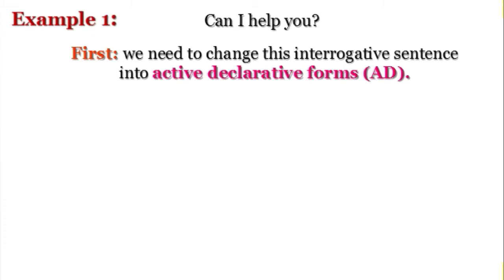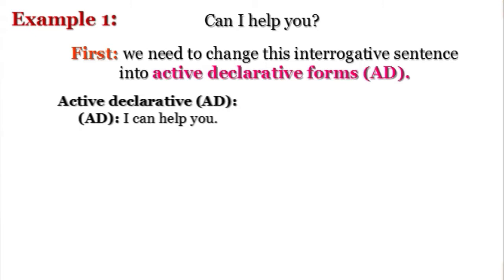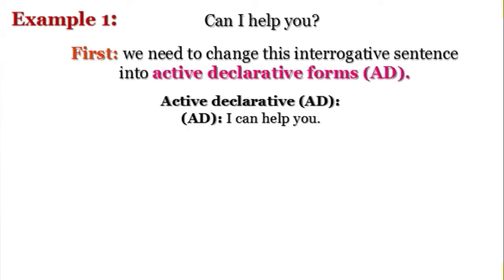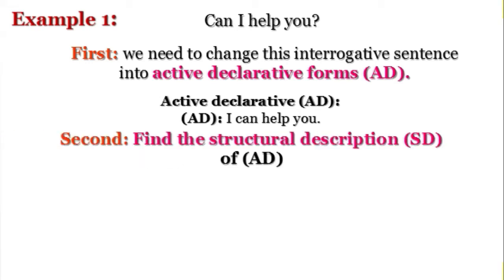After we saw what a yes no question is and its rule, now we can see some examples. In the first sentence, example number 1, can I help you. First, in order to analyze this sentence we need to change it from the interrogative form into the active declarative form. The active declarative of can I help you is I can help you. We should find the structural description of the active declarative. The structural description of I can help you is I present can help you.